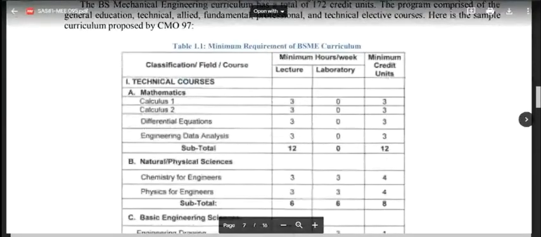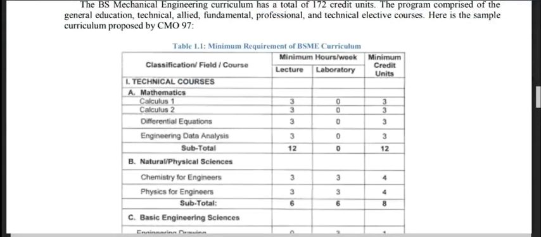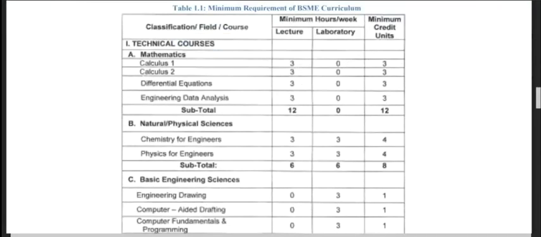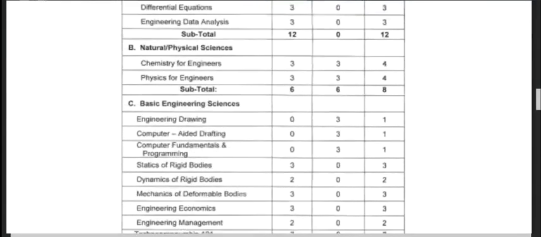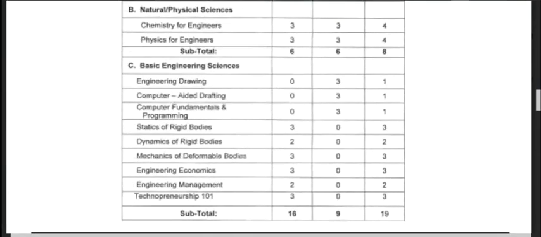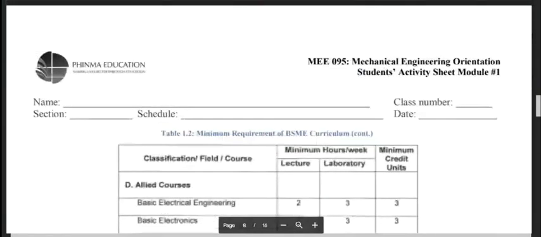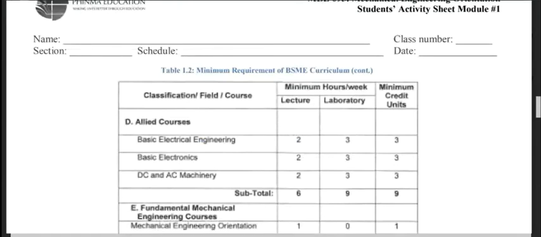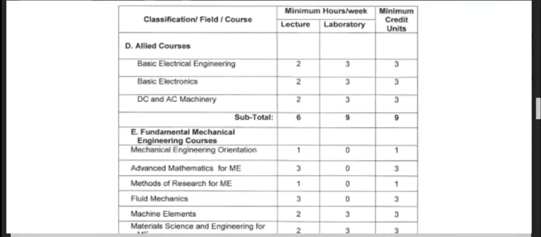For the mathematics, we have here Calculus 1, Calculus 2, differential equations, engineering data analysis. For the natural or physical science, you have chemistry for engineers and physics for engineers. For the basic engineering sciences, we have engineering drawing, computer-aided drafting, computer fundamentals and programming, statics of rigid bodies, dynamics of rigid bodies, mechanics of deformable bodies, engineering economics, engineering management, technopreneurship 101. And then for the allied courses, we have basic electrical engineering, basic electronics, and then DC AC machinery.